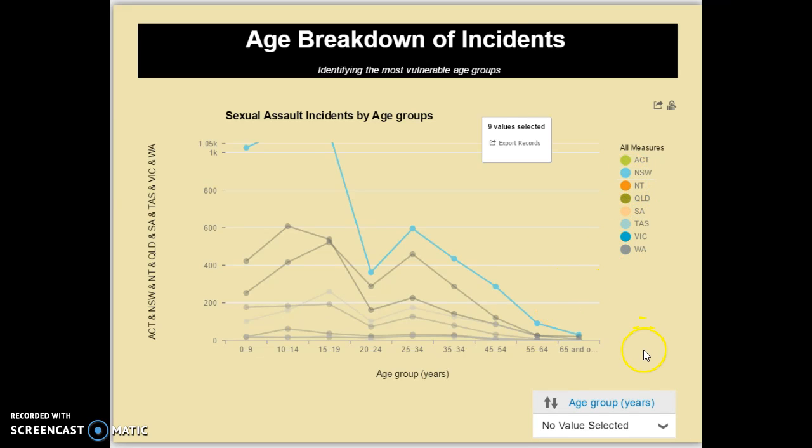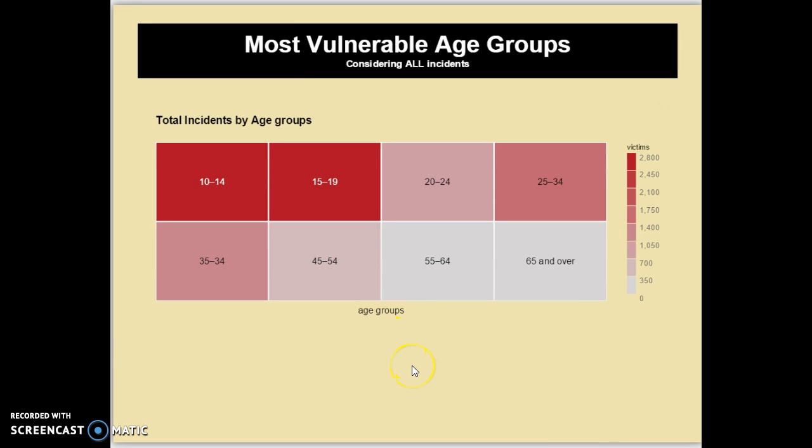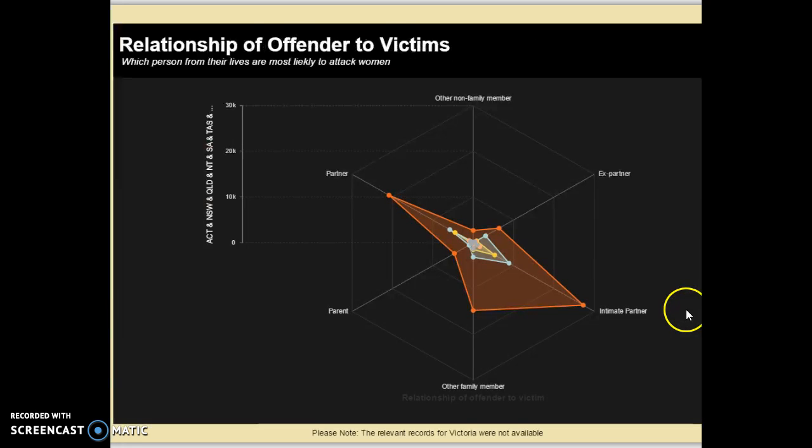Therefore, when you combine the two together and look at an overall record of the most vulnerable age groups, considering all of the domestic violence incidents in Australia, here in this heat map, it is clear that the hottest zones, or in other words, the most targeted age groups, are 10 to 14 and 15 to 19. Therefore, the youngest.